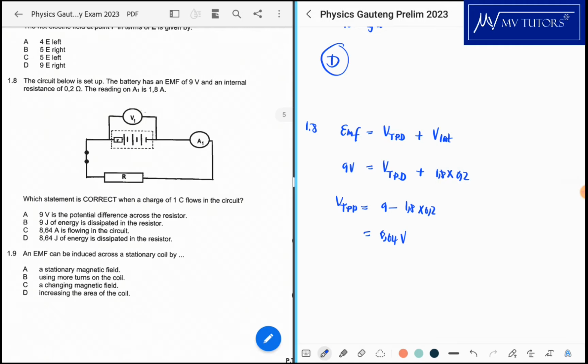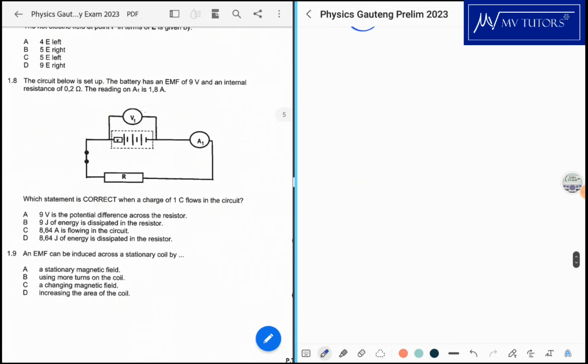volts. Alright, so 9 volts is the potential difference across the resistor? No, it's 8.64 volts. 9 joules of energy dissipated by the resistor? No, it's actually 8.64 joules of energy dissipated by the resistor. 8.64 amperes flowing in the circuit? No, they told us it's 1.8. So 8.64 joules of energy is dissipated by the resistor. Yes, that is correct. So D is the correct answer.